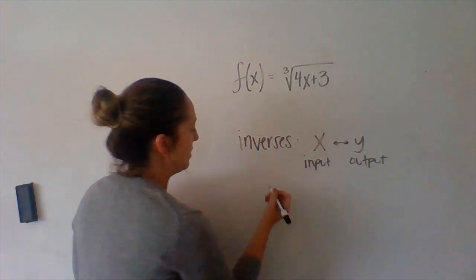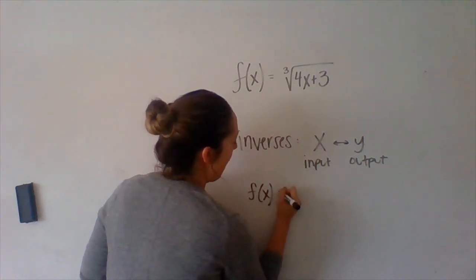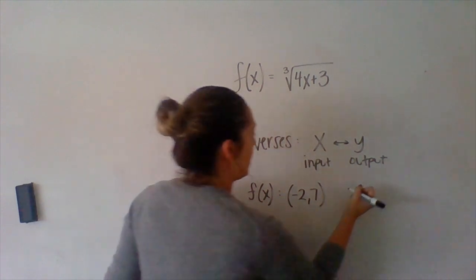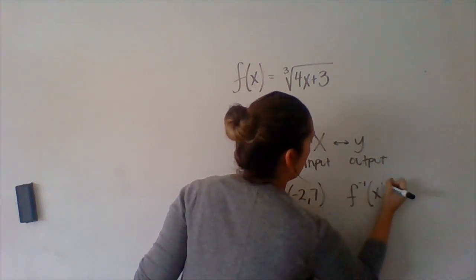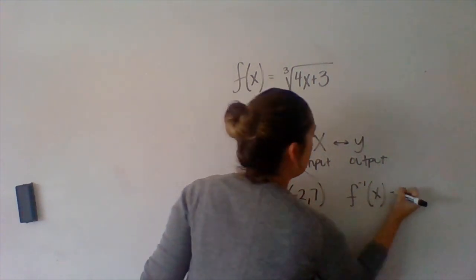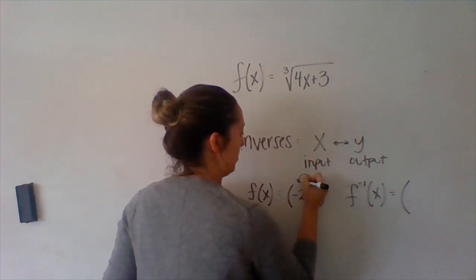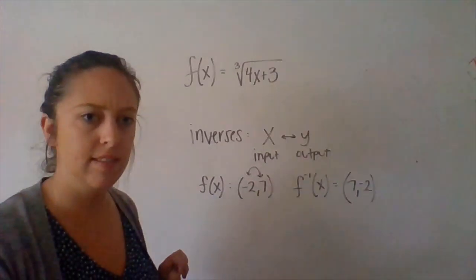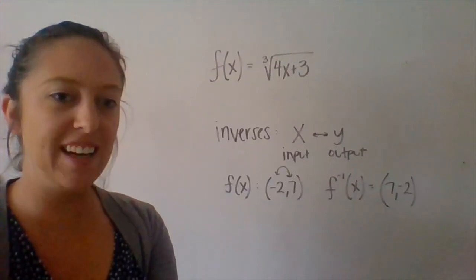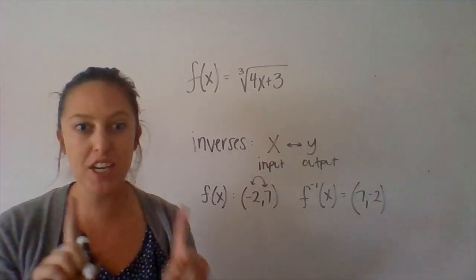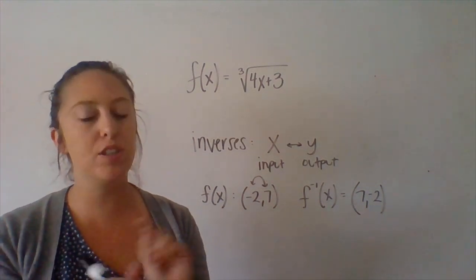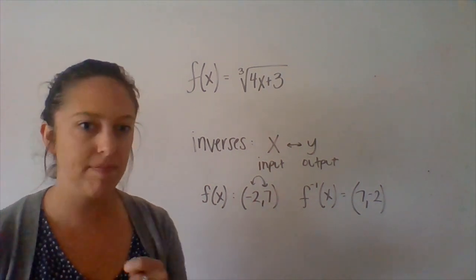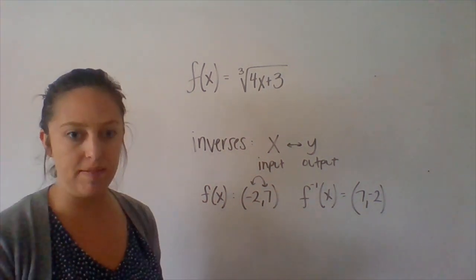Okay? So for example, if f of x had a point at -2, 7, the inverse of x, which we show using this little -1, would be switch the input and the output: 7, -2. So it would be 7, -2. Okay, so we're just switching the x and the y value. That's what you do with a point. You could do that pulling a point off of a graph, okay? Or we can do it in an equation.